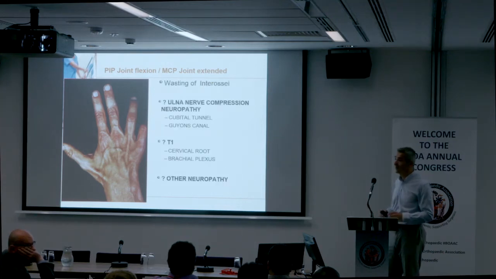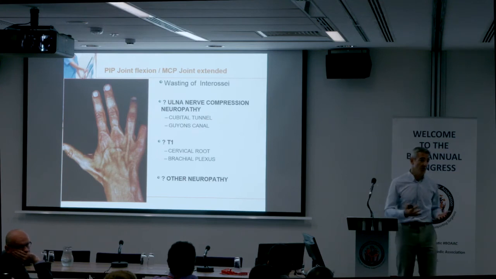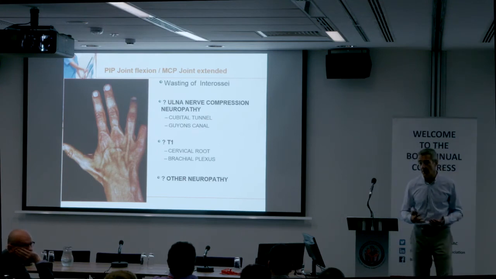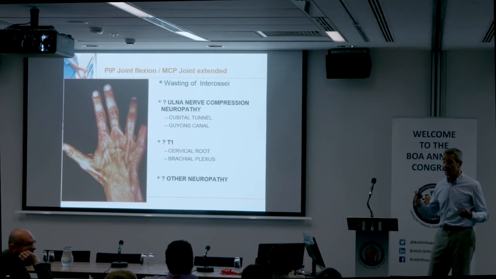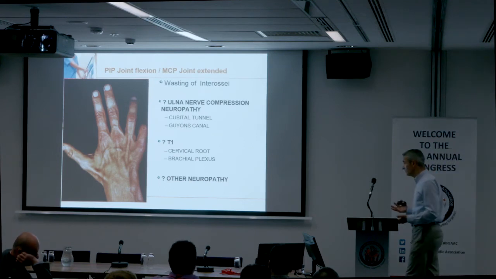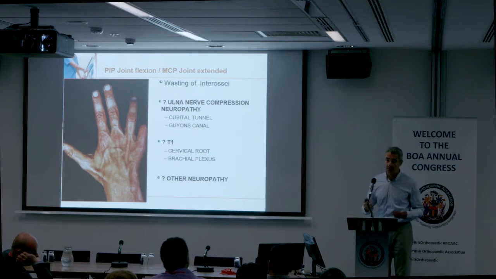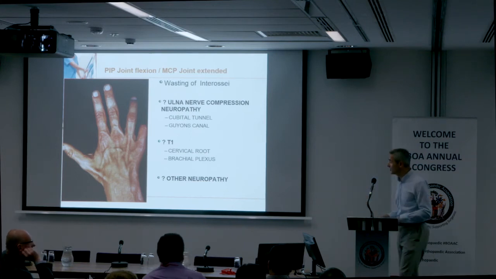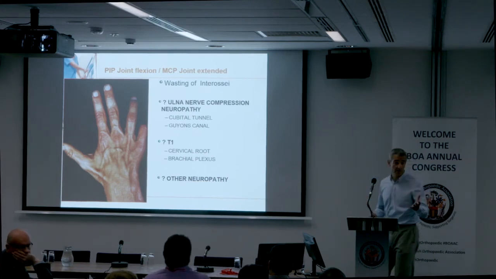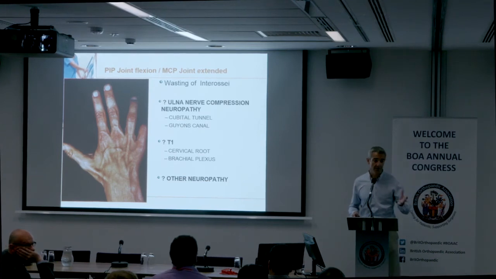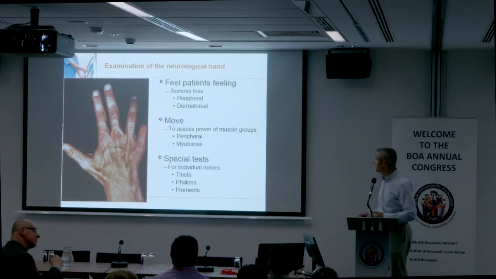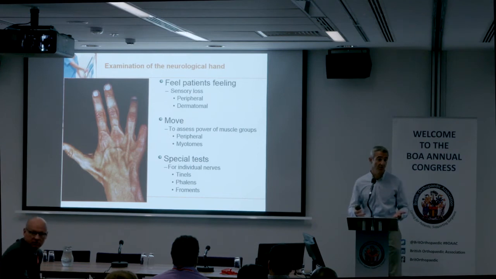Wasting of interossei suggests a neurological pathology. You're thinking the differential diagnosis here is an ulnar nerve problem. It could be higher up, could be cervical root, T1, could be brachial plexus, or it could be even higher than that, a central neurological problem. So what does that mean we do with the rest of the examination? It focuses our examination down the route of a neurological examination.